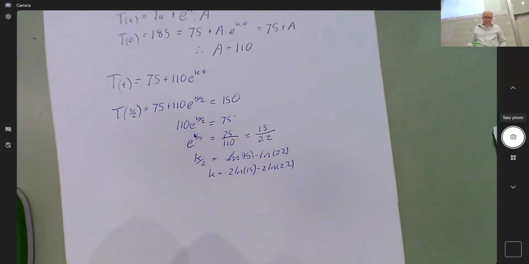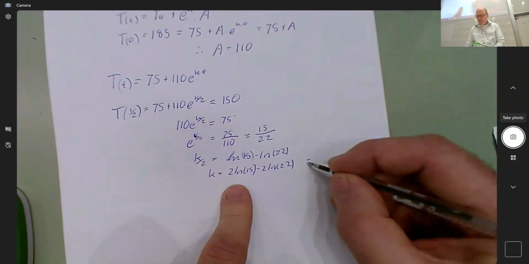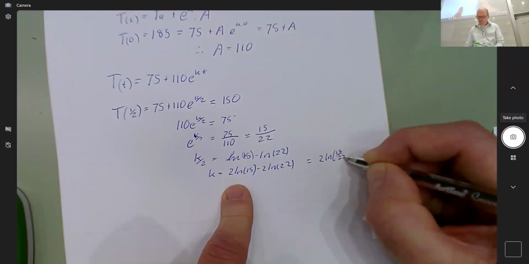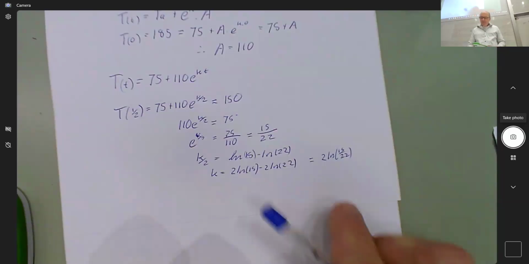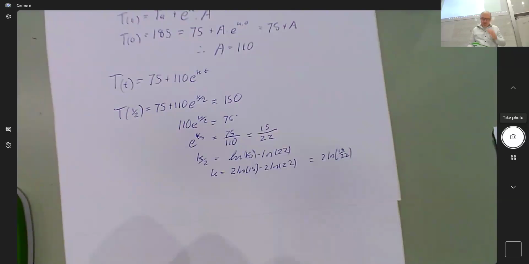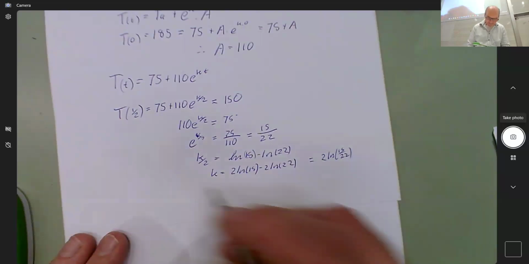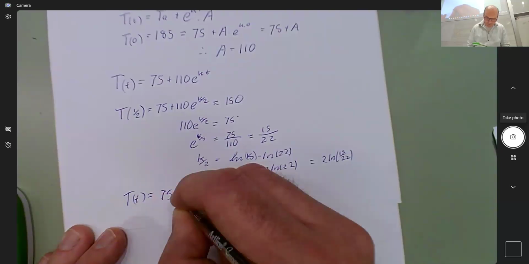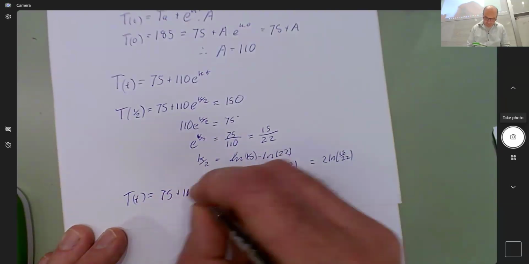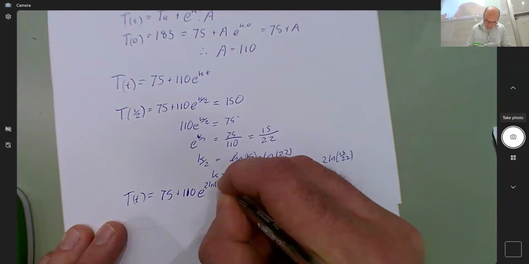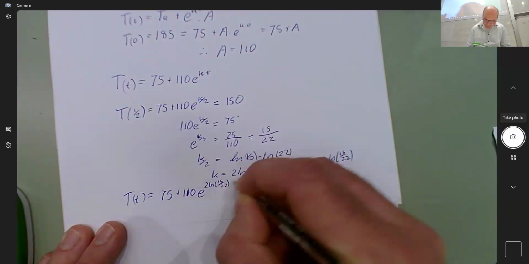So I've got this number. Maybe I was better off writing that as 2 ln of 15 on 22. So my log laws allow me to either do this or this. I don't care which one we do. I sort of thought it would be easier like that, but maybe it's going to be better like this because I'm going to be able to go T of t is equal to 75 plus 110 e to the 2 ln 15 on 22 t.